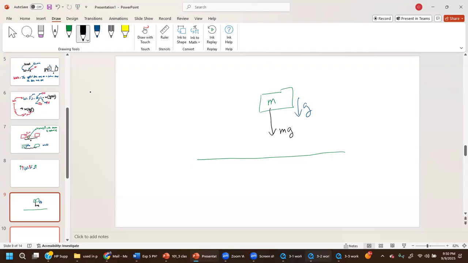Now it's going from point A to point B. That means the distance between them, which we're going to call h for your height, is going to equal whatever final minus initial, which is B minus A.